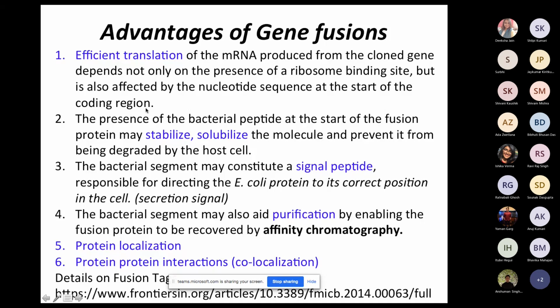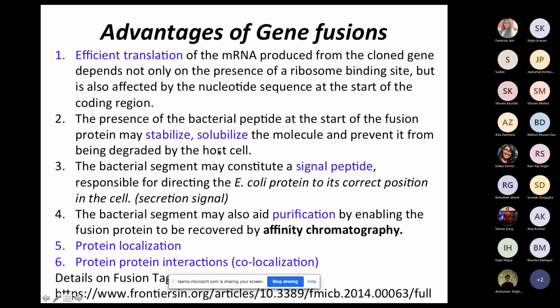Through this slide, I'm sure you can now understand the various advantages of putting various fusion tags on a particular protein. So is there any one fusion tag which is the best fusion tag? No. Depending on your need, you have to decide which fusion tag you have to use.